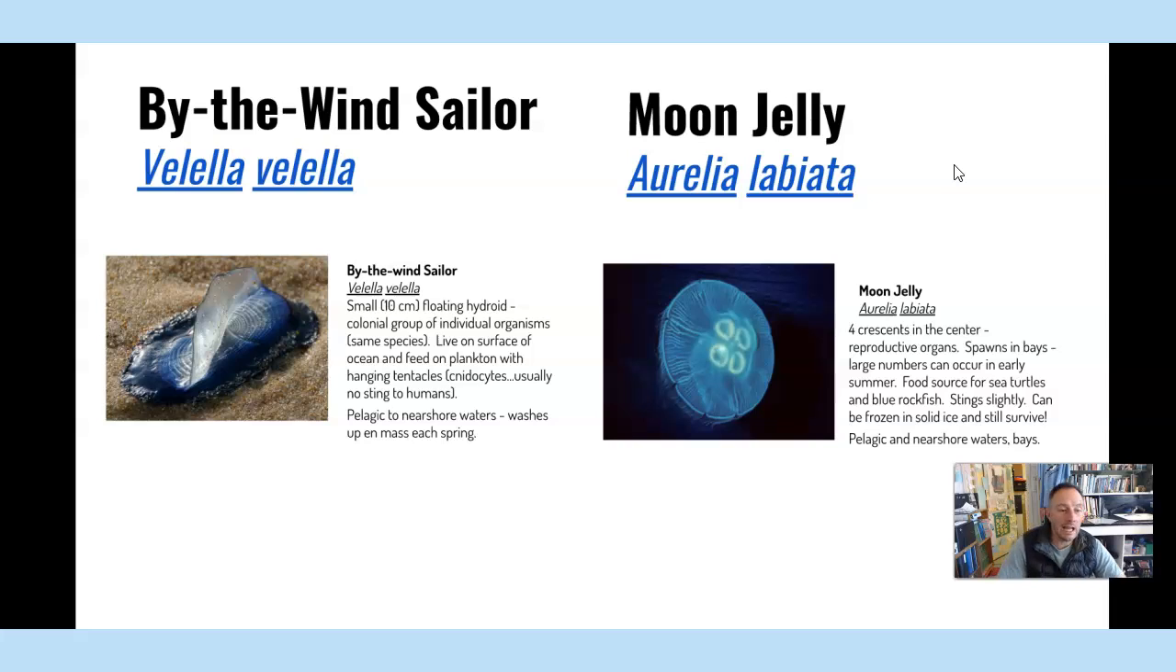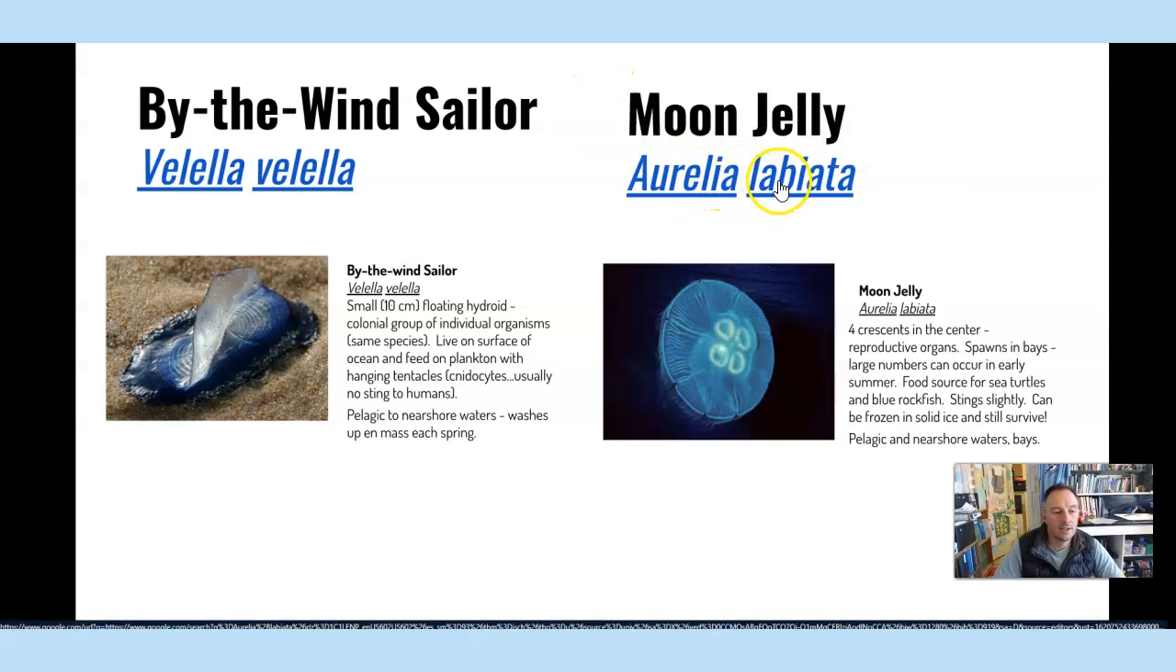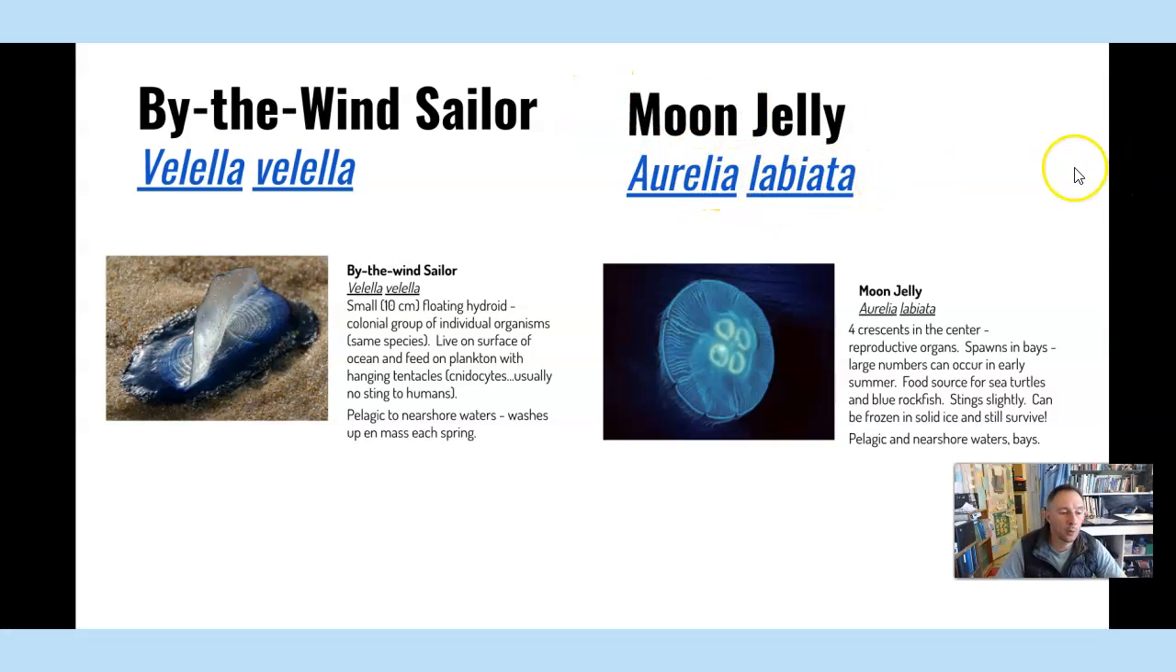Okay, let's talk about this one. Scientific name, Aurelia labiata. So genus is Aurelia, and the species is labiata. Aurelia after the moon. You can figure out the rest on your own.